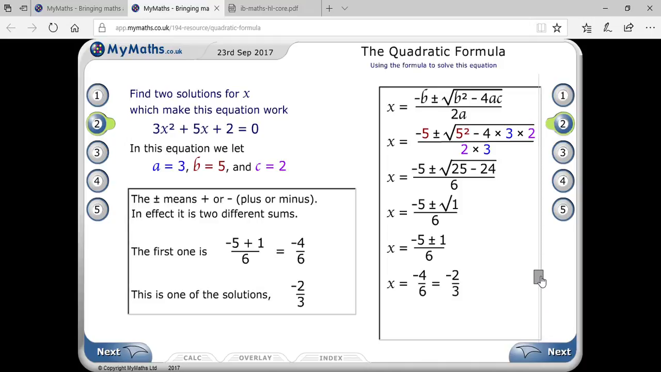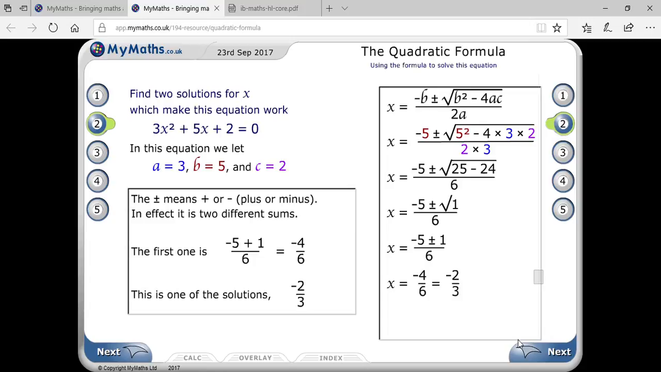Just see here. You can see that the first one, when you take plus 1, your expression will be x equals minus 5 plus 1 by 6. So that will be minus 4 by 6. Then you can reduce that to its lowest terms. So that will be minus 2 by 3. So the first value of x will be minus 2 by 3.